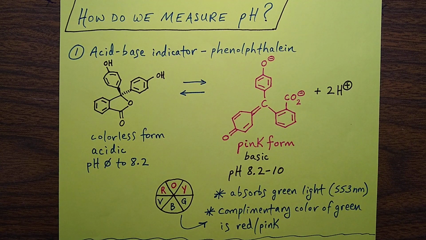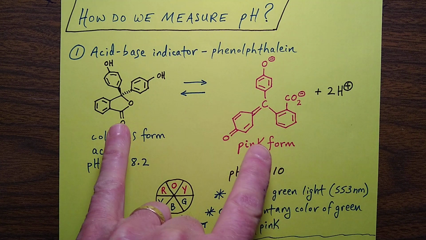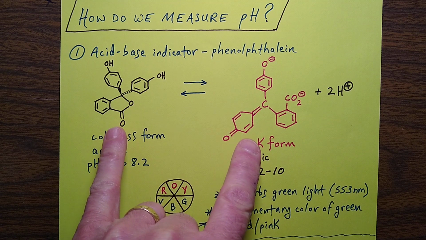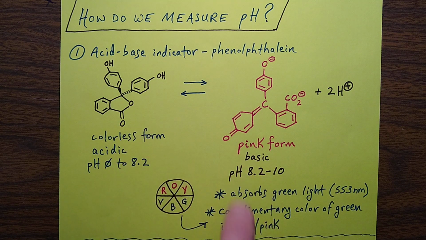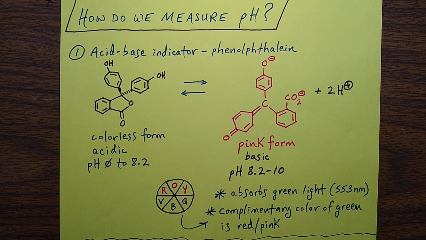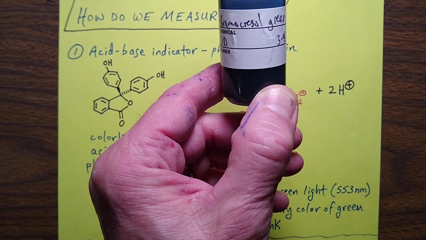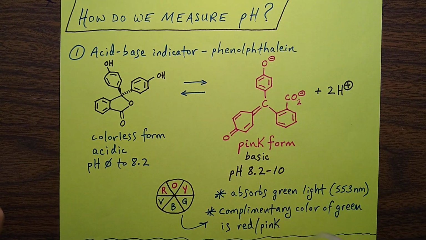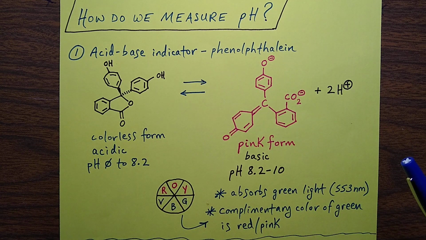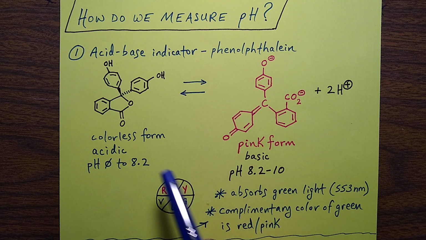The reason why indicators change color is because indicators are somewhat complicated looking molecules. Like this is the structure of phenolphthalein. I'm not going to expect you to know how to draw that, don't worry about it. There's another indicator called bromocresol green, but you have a variety of acid-base indicators to choose from. They're usually plant extracts, dyes that are found in cabbage, red cabbage, or tomatoes, things like that.